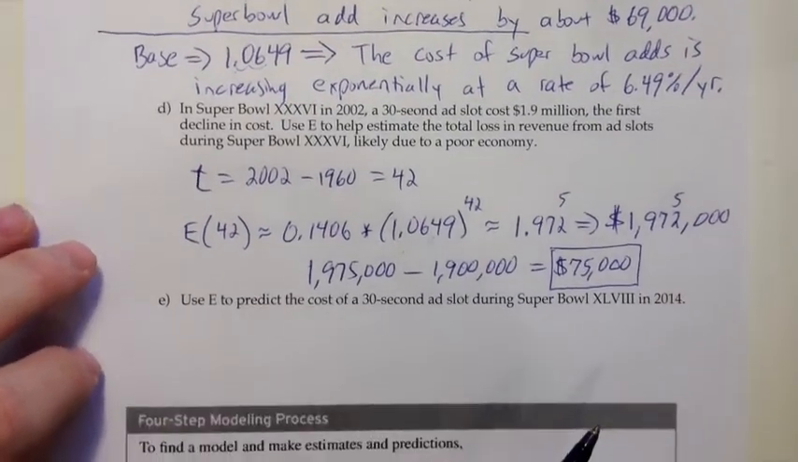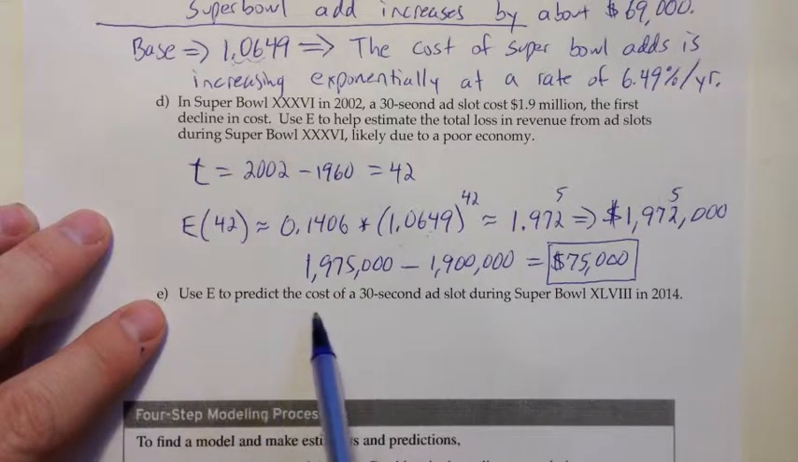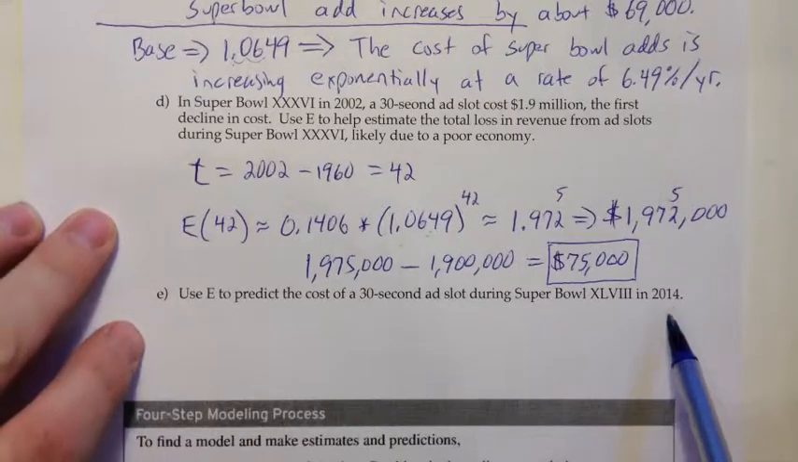Alright, let's go ahead and take a look at one final part here. Use E, which is our exponential function, to predict the cost of a 30-second ad during the 2014 Super Bowl.